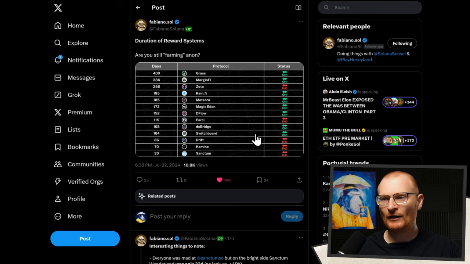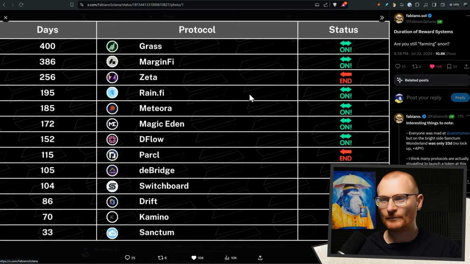And have a look here at this, the duration of reward systems. I just wanted to mention this because Grass have been farming their community for 400 days. So that's really scary. Marginfi as well, almost at 400. That's pretty crazy. I would say Sanctum was too short. That should have been a little bit longer. DFlow, I haven't even got into this. And I don't know what the sweet spot is, but when you're over a year of farming, that's pretty crazy.